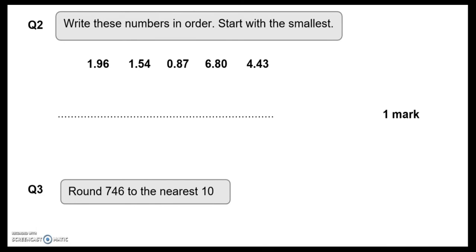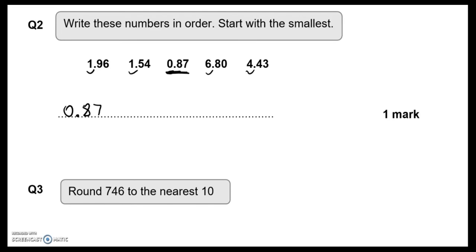Write these numbers in order. Start with the smallest. So let's have a look at the whole numbers first. So the smallest one is this, because it starts with 0, 0.87.